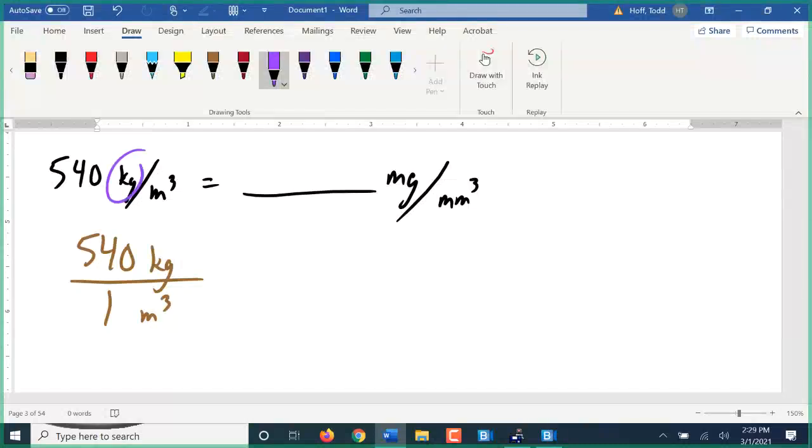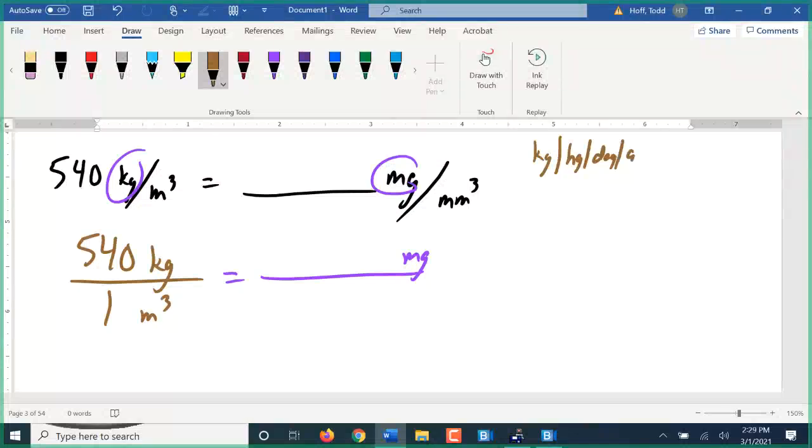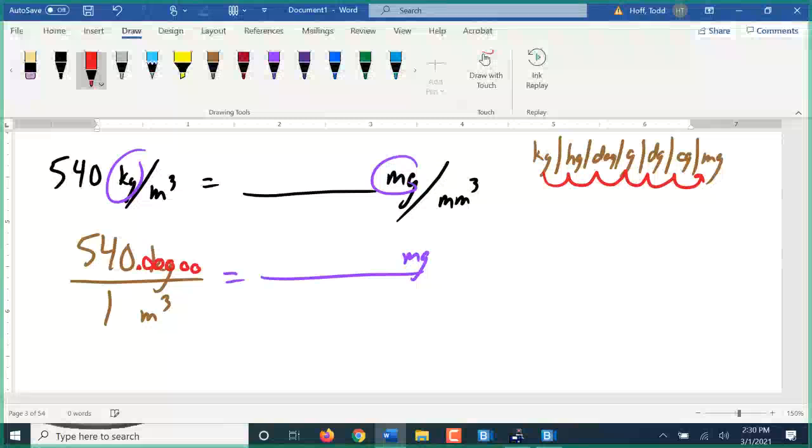Changing kilograms into milligrams. Well, to get from kilograms to milligrams, let's set up my chart over here. We pretty much go the full length of the chart here. Kilograms to milligrams, we're going 6 places to the right. So we have to take our decimal point and move it 6 spots to the right, filling in zeros. This is 540 million milligrams.